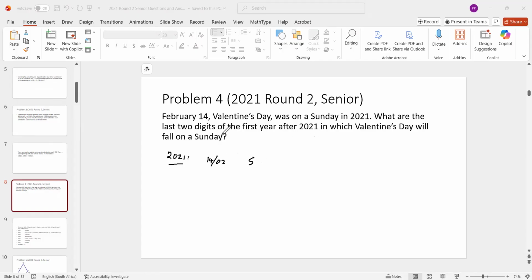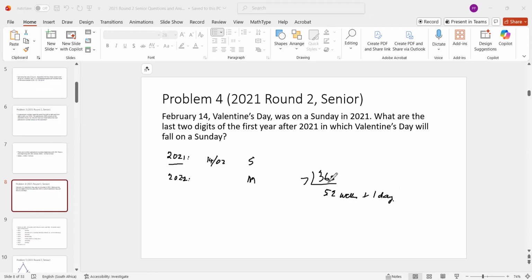Now, they say, what are the last 2 digits of the first year after 2021 that Valentine's Day will fall again on a Sunday? Okay, so you have to take each year. 2021, the next one in 2022, the same date will appear on a Monday, because every year has 365 days, and if you divide that by 7, you get 52 weeks plus 1 day.